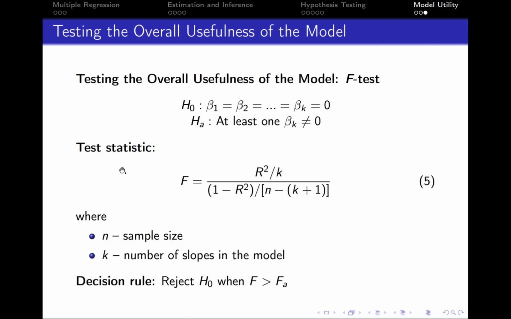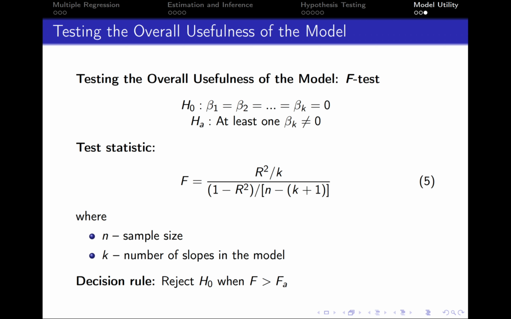To do this test, the following test statistic is estimated. F is equal to R-squared divided by k, and everything divided by (1 minus R-squared) divided by (n minus k minus 1), where we know n is the sample size and k is the number of slopes in the model. So this is a new type of statistic. We haven't seen it before. We've only worked with the t-statistic and z-score. So let's say this is the fourth, because we also had chi-squared. So this is the fourth statistic, and it follows the F distribution.